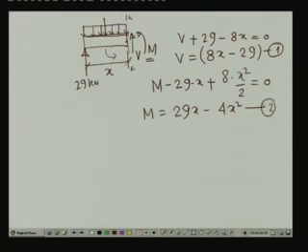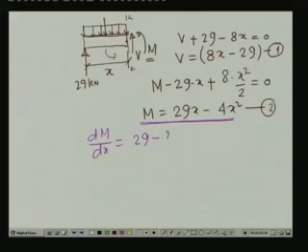Now, from this particular expression, if we take the derivative of this moment, dM/dx, this is equal to 29 minus 8x, which is nothing but equal to minus V, and this conforms to the expression we have seen earlier, the relationship between the shear and the bending moment and the loading.